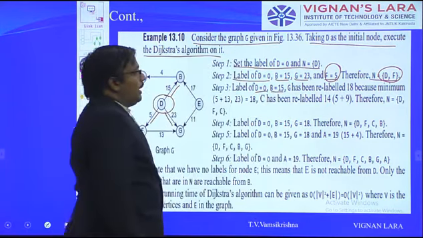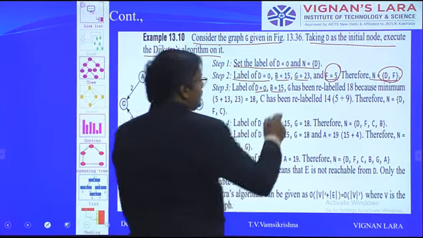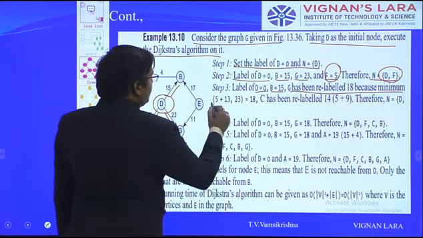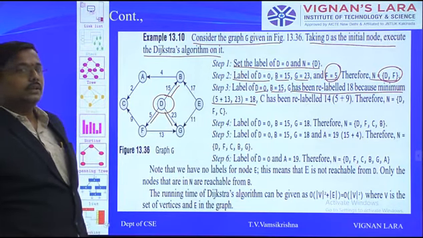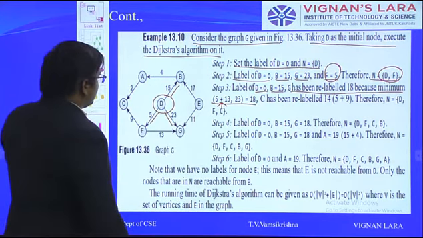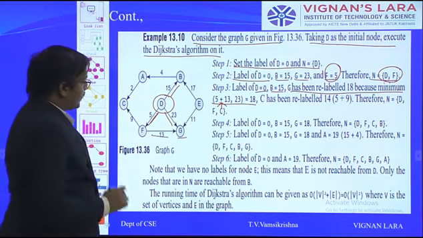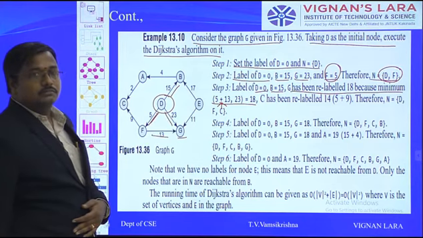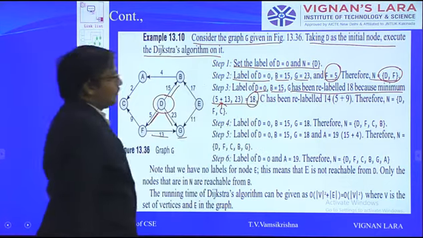Next, D becomes 0. B becomes 15. And G has been labeled as 18 because of the minimum of 5 plus 13 comma 23. How are we getting that? To reach G, it is 5 plus 13, which means 18. The other distance is 23. So to reach G, the shortest distance is 18.